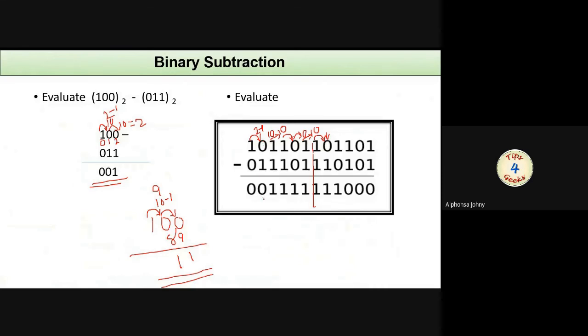That 1 minus 1, the answer is 0. There is no 1 here, since we have already forwarded that 1 from here to the lower order bit. 0 minus 0 is equal to 0. In this way, we can perform the subtraction of even large binary numbers, if you remember the rules.